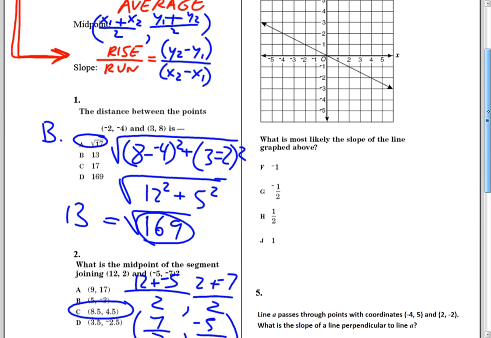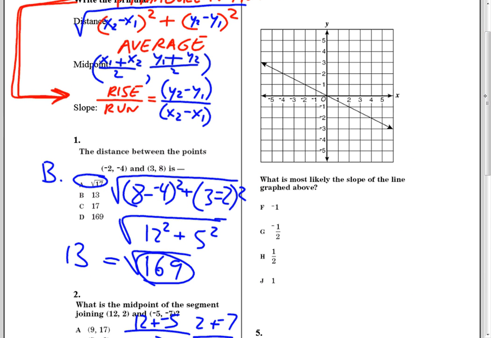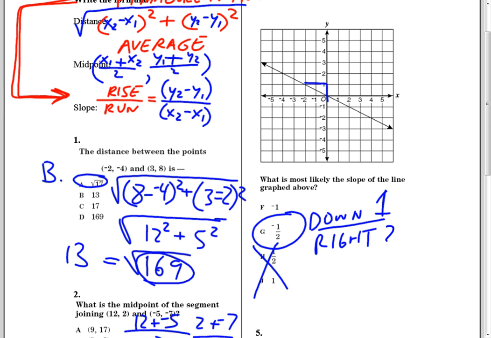That's number 4. Is this uphill or downhill? Well, I mean, it depends on which way you look at it. Left to right. Good question. Going from left to right, it is downhill. That means it's either going to be F or G. You could look at the slope formula or just do rise over run. This is over 2, down 1. Down 1 and right 2. Well, that's choice G.